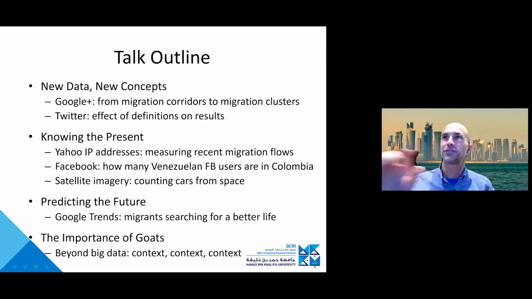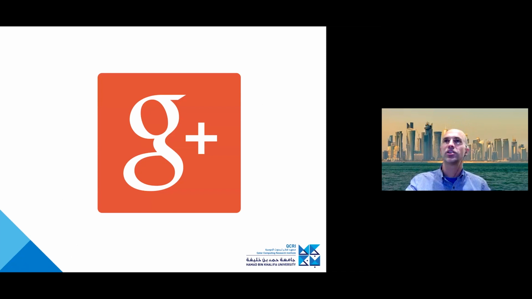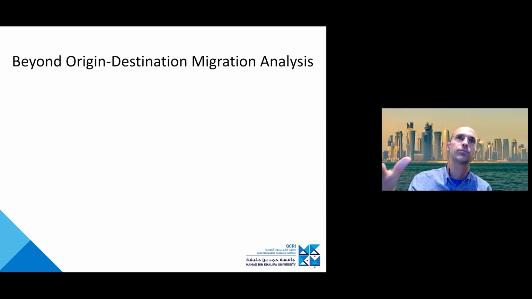Okay, so let's look at the sort of things that new data enable that might be difficult to do with traditional data. Here I'll start with data that was collected from Google Plus. What is it that we wanted to do here? We wanted to go beyond origin-destination analysis.